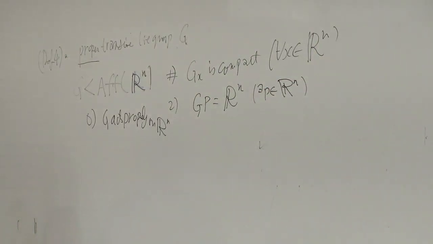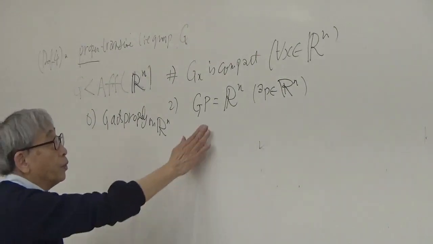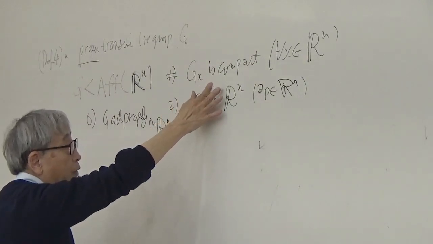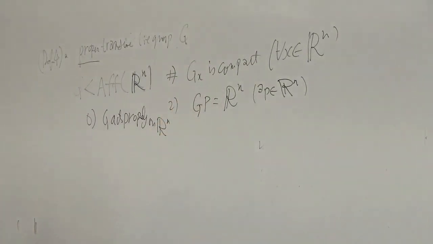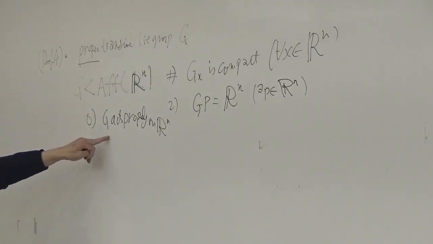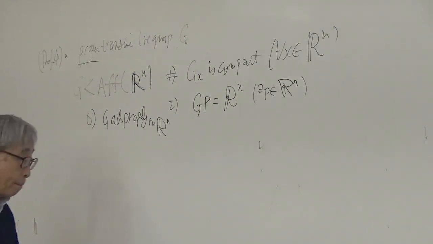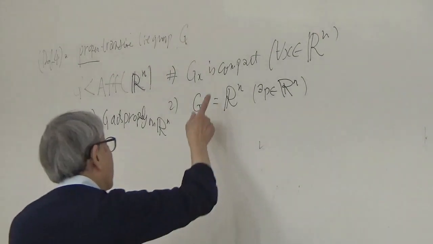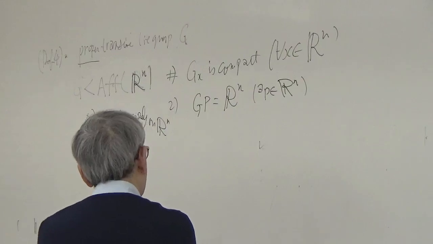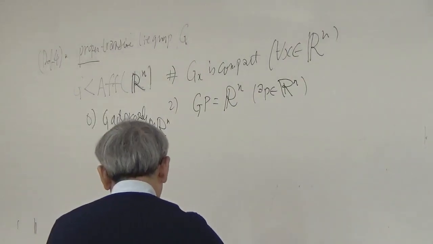Simply transitive: the definition is the orbit is Rn, and the stabilizer Gx is trivial. That is, G acts freely. So simply transitive is transitive and also G acts freely. The difference is that G acts properly, so not necessarily is Gx trivial, but this is the definition. Okay.